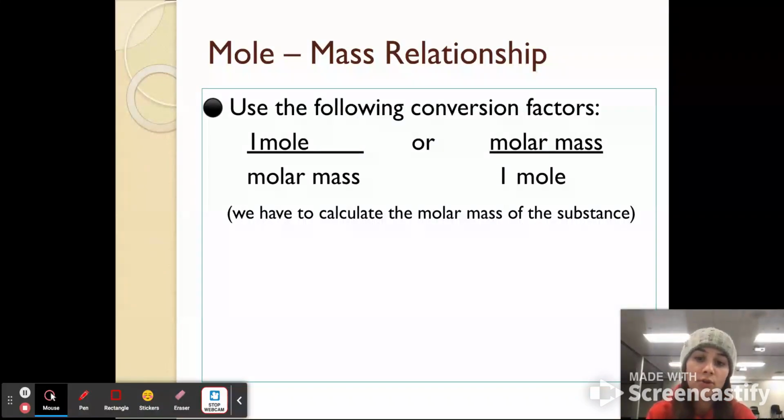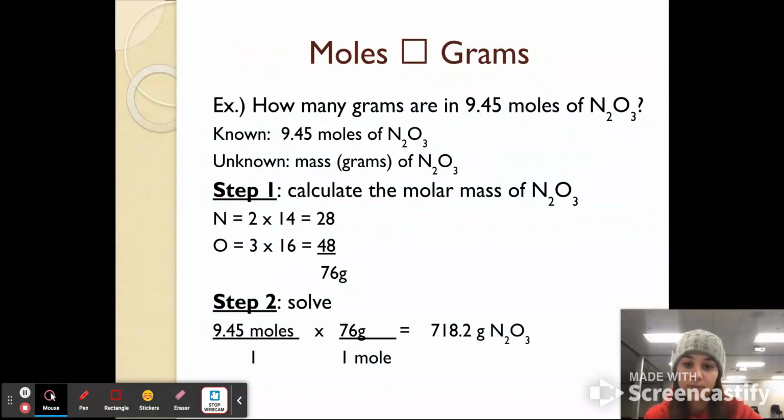So, if you're doing mole to mass relationships, or if you want grams of something, you're going to use the following conversion factors. Go ahead and write this down. 1 mole over the molar mass, or the molar mass over 1 mole, right? So you're going to have to calculate the molar mass of the substance first.